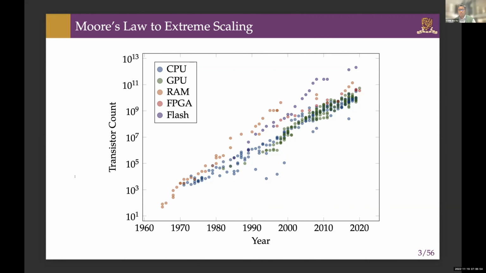But when we look at the memory, we can still observe very good scaling, much better than the CPU. Here I draw a picture showing the scaling among the CPU, GPU, memory, FPGA, and flash. We can see that flash scales quite well, much better than the CPU.